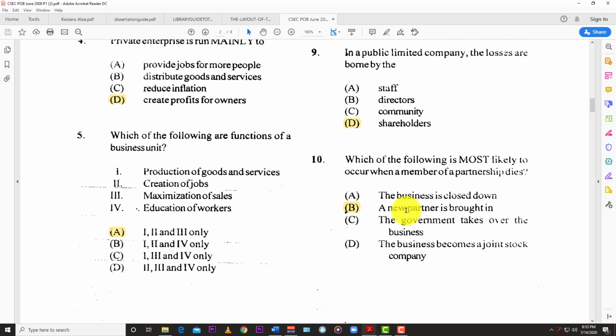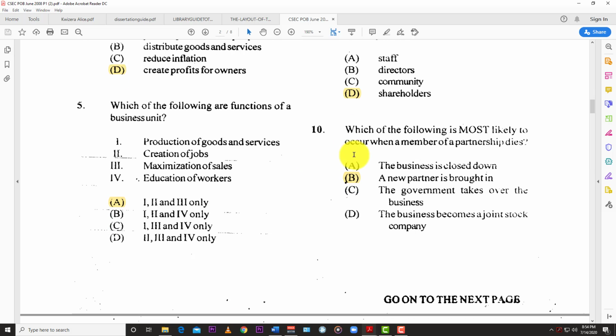Number 9, in a public limited company, the losses are borne by, and so the answer here is D, the shareholders. The shareholders are the ones, like I said before, that are going to lose what they invested. So if you bought $10,000 worth of shares and the shares plummet to zero in value, you would have lost $10,000. So the losses are borne by the shareholders. They are part owners. As I say, shareholders have part ownership of the company.